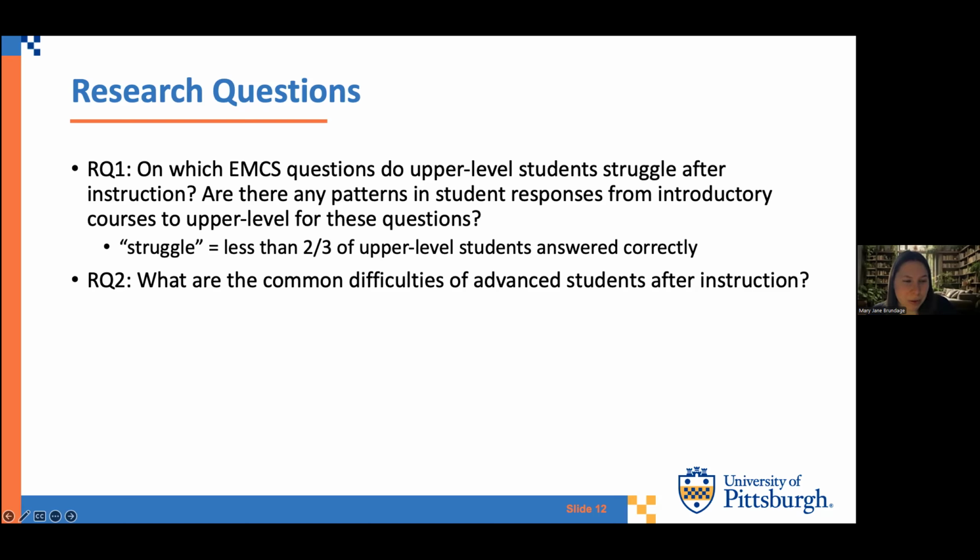And then our research question 2: what are the common difficulties of advanced students after instruction? So what were the questions that they did struggle on? What were those concepts that they were missing?